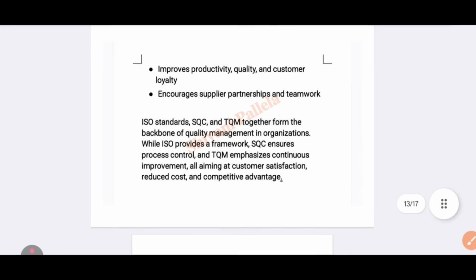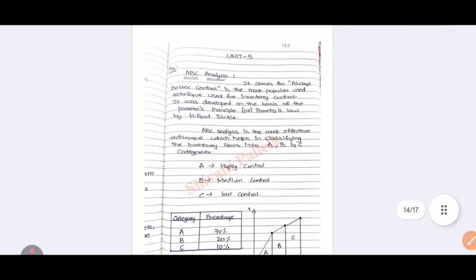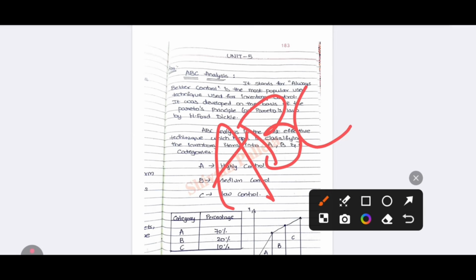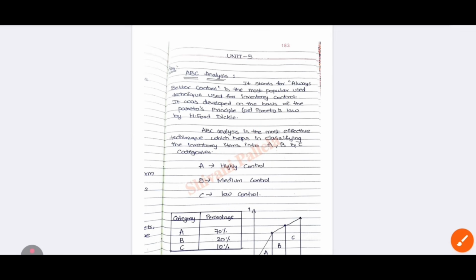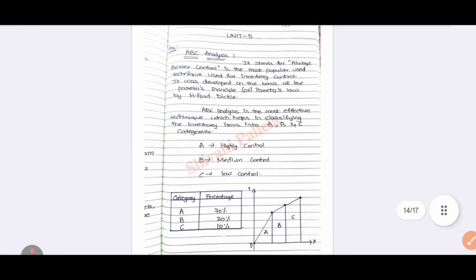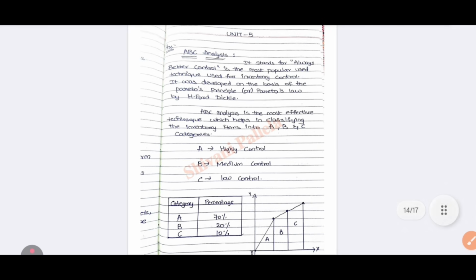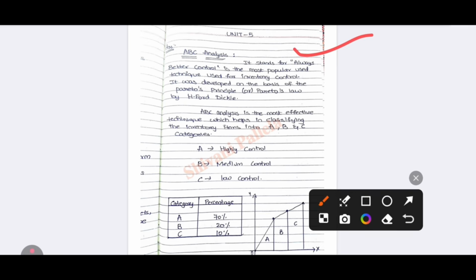And the last unit, unit number 5, ABC analysis: we have already discussed the problematic. It is easy only. If some of the students are not perfect with their problematic, compulsorily we need to learn the theory also, even if you have prepared the problematic. The theory answer is about the ABC analysis. ABC stands for Always Better Control. That means whatever inventory, whatever stock you have in the organization, whether you are controlling it in the correct way or not, for that case this ABC analysis will be useful. It is based on the Pareto law or Pareto principle.